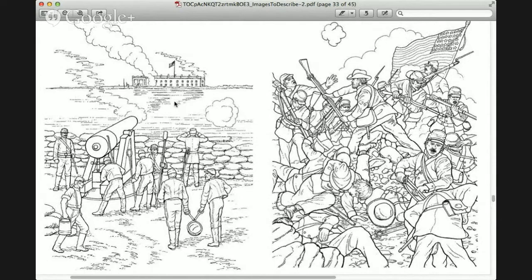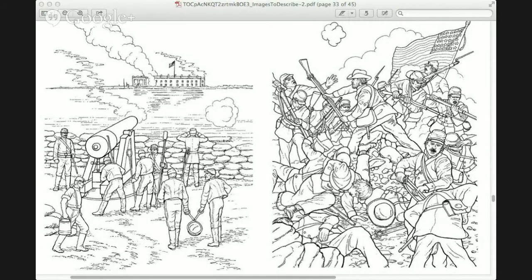Attacking what, sorry? The fort. Oh, the fort. Yeah, you mean this over here? Yes, over the water. Yeah, it could be a fort, definitely. We don't know exactly, right? So that's a good guess. Attacking the fort. And you can also say on the other side of the water.